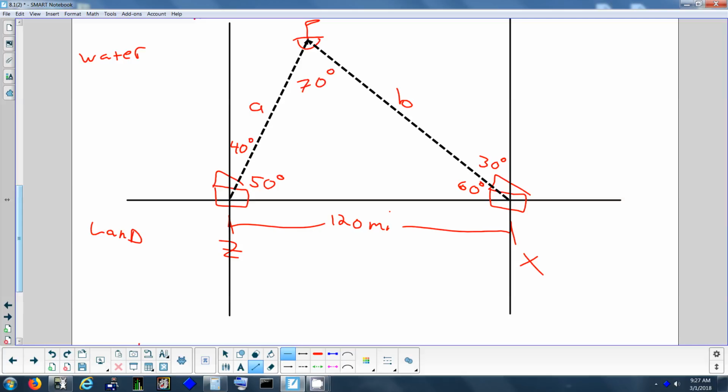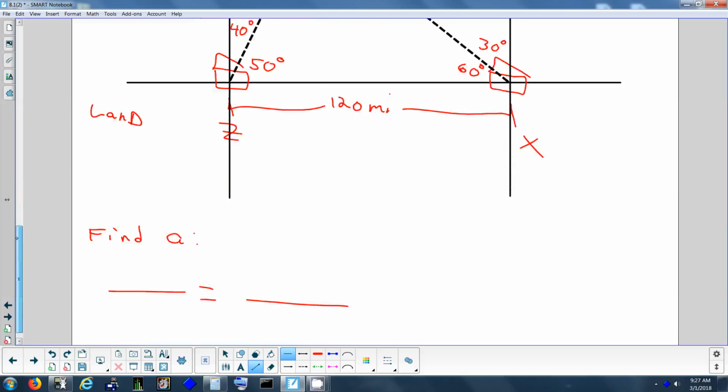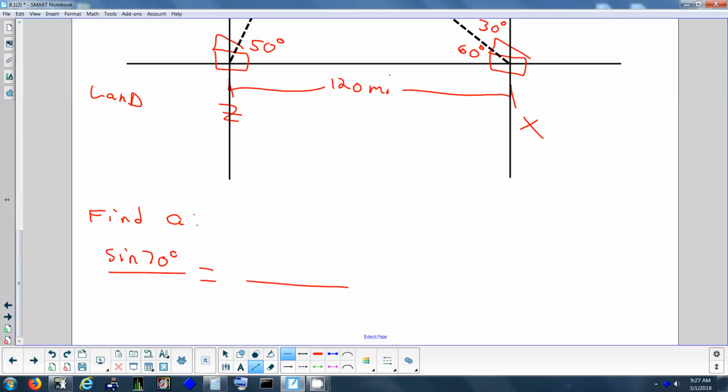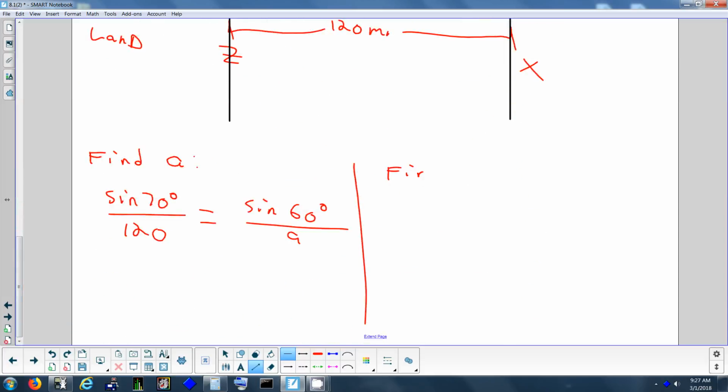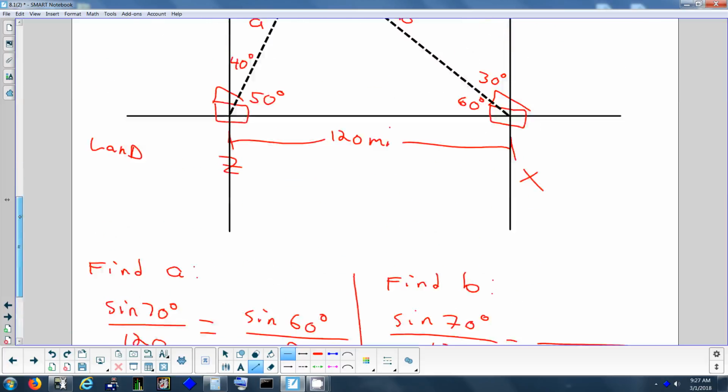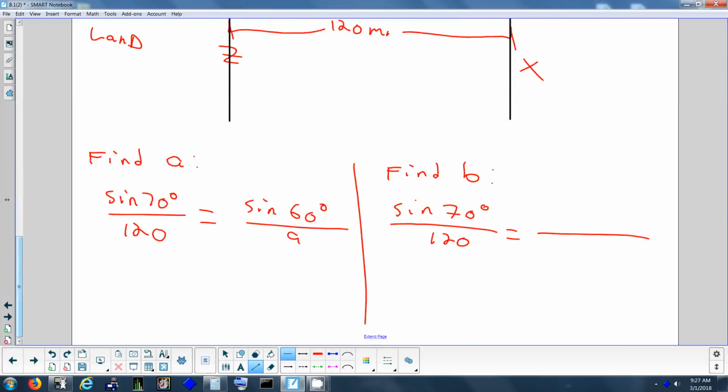So, if I wanted to use those two pieces of information, how would I plug them into my law of sines? Sine of 70 over 120 equals sine of 60 over A. Yep. And let's set up B at the same time. We can come back and solve that. So sine of 70 over 120 again equals, now I need my other angle, sine 50 over B.